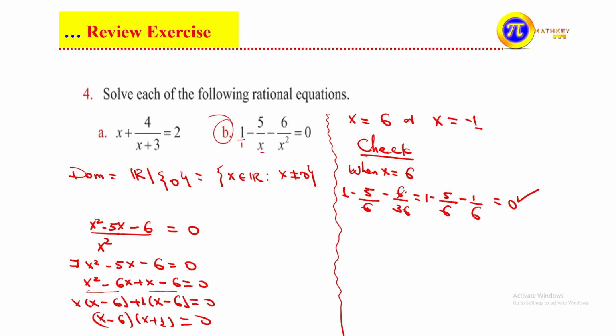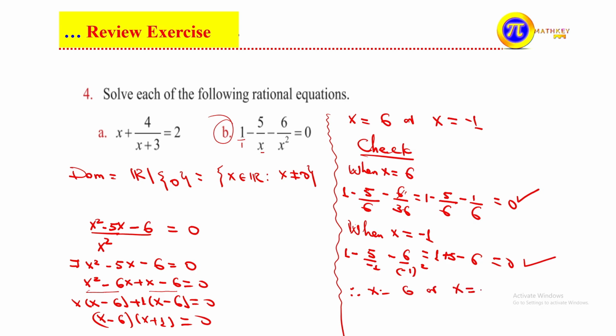For the second one, when x is equal to negative 1, we check again. When x is negative 1, here we have 1 minus 5 over negative 1 minus 6 over negative 1 squared, which is 1 plus 5 minus 6, and this equals 0. Again it satisfies. Therefore the values of x that satisfy the given equation are x is equal to 6 or x is equal to negative 1.